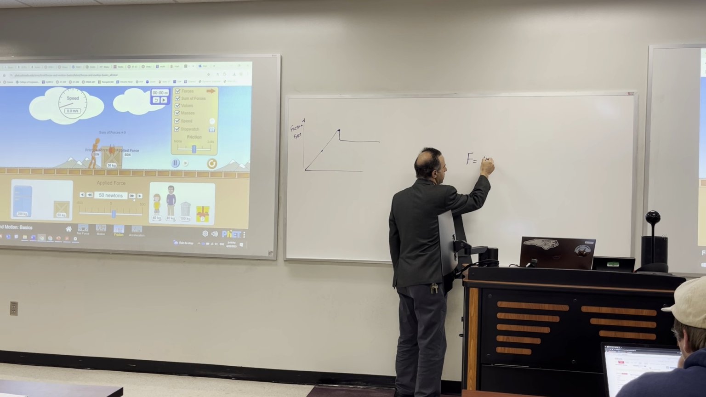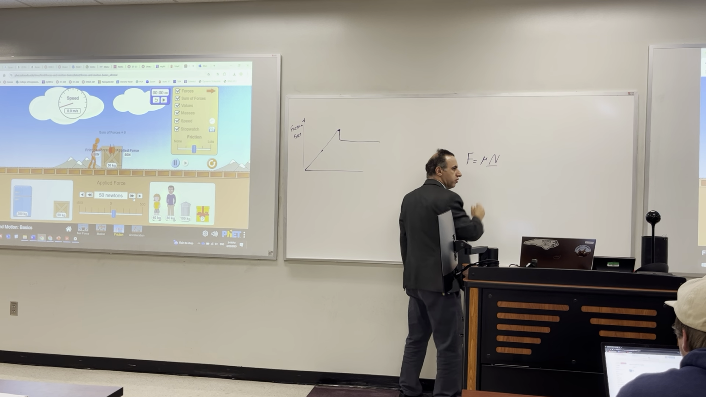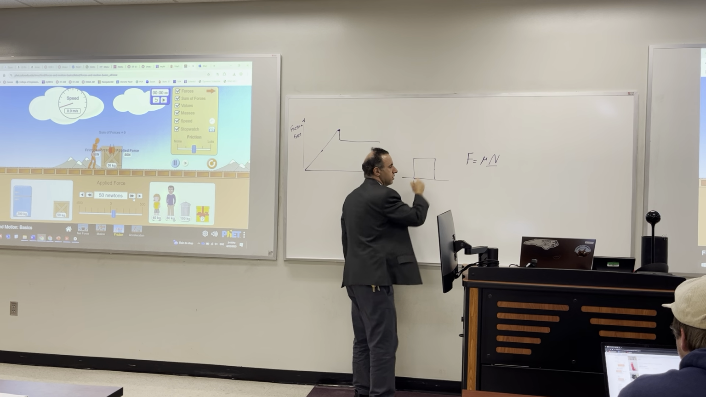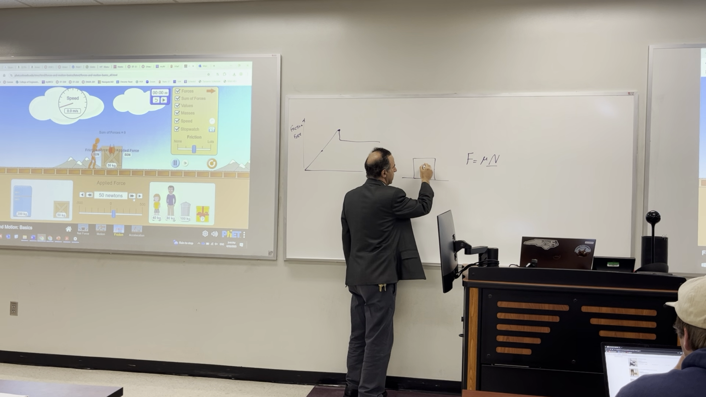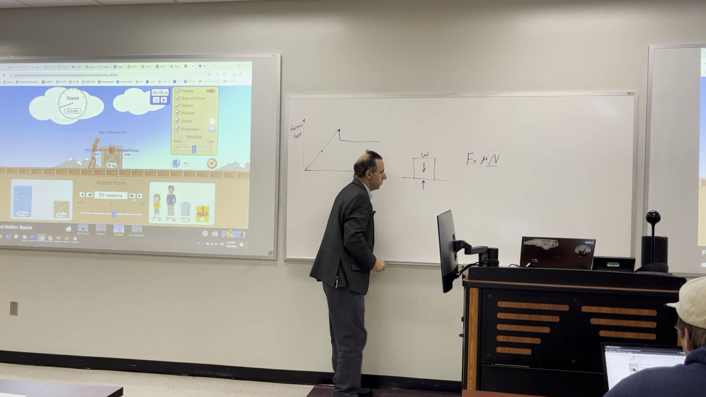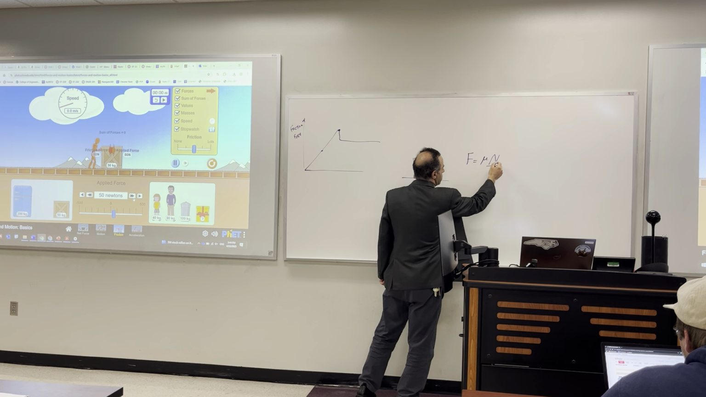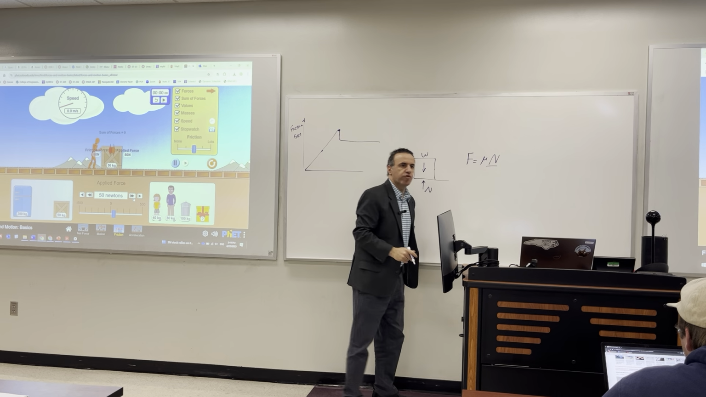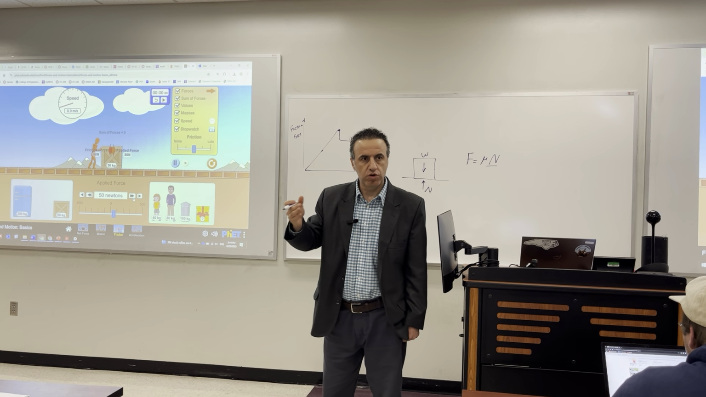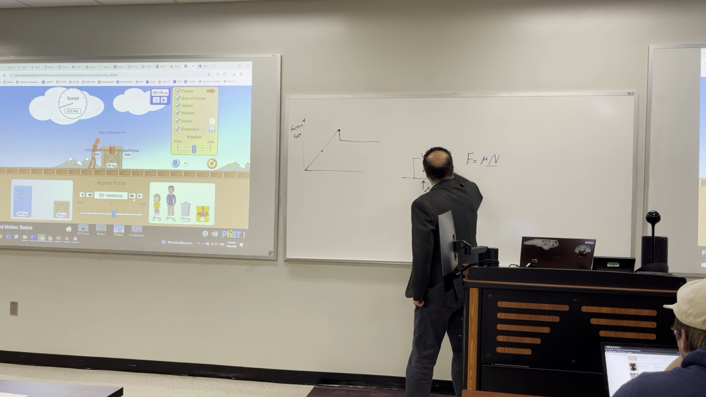F is mu times N, right? N is the perpendicular force. Let's say you have this weight, this box, and it has W, right? So N is going to be the perpendicular force to the surface. So you have this N, and for every material we have a certain mu number. They provide that number to you, 0.2, 0.3, 0.4. You put that one in there.